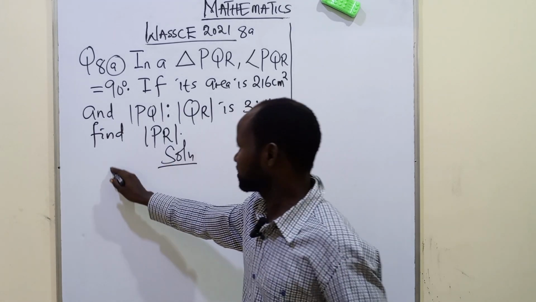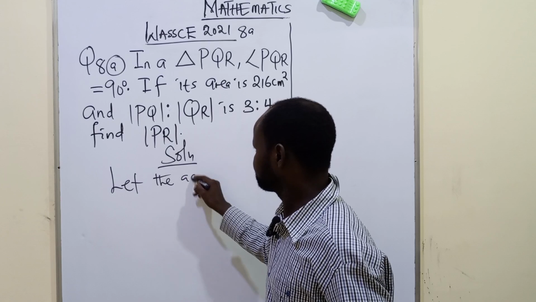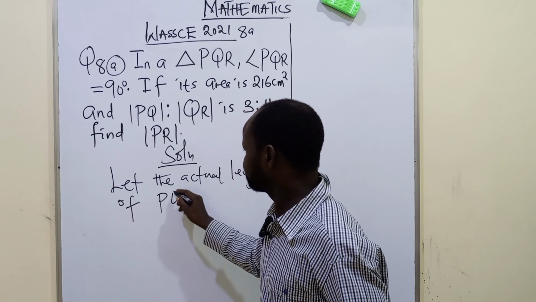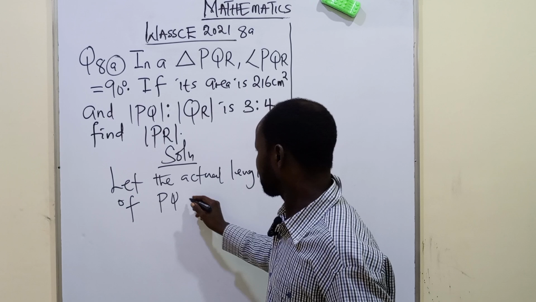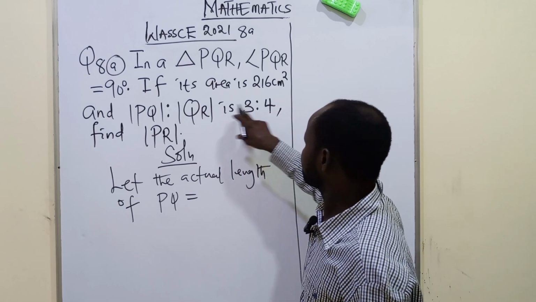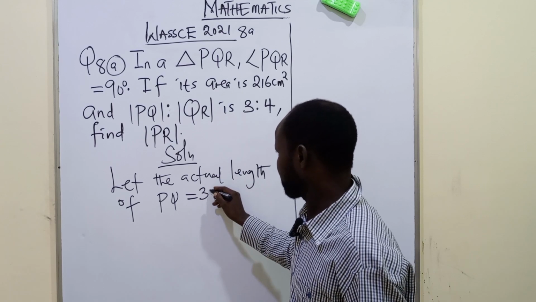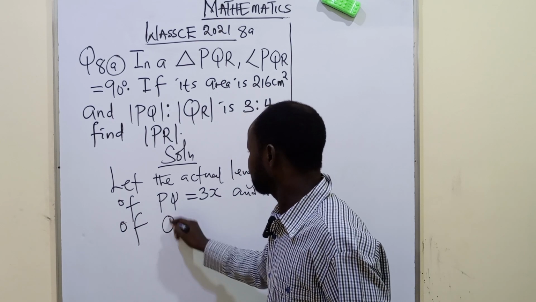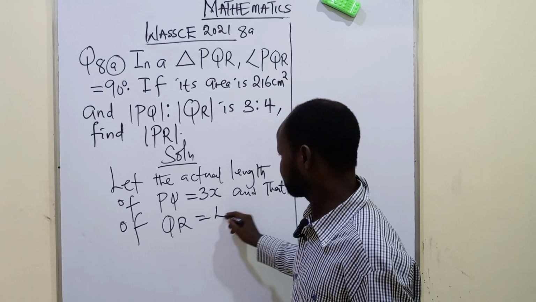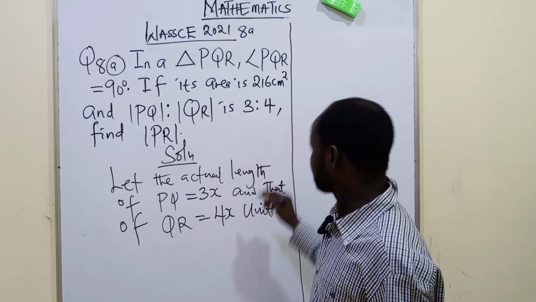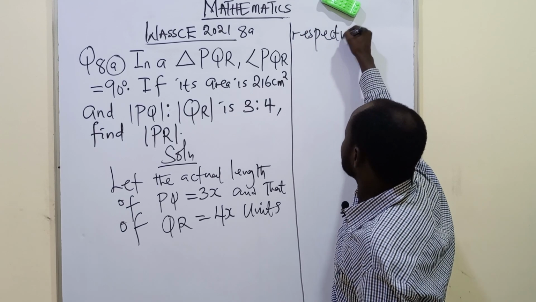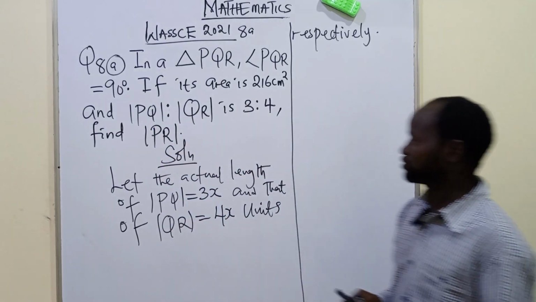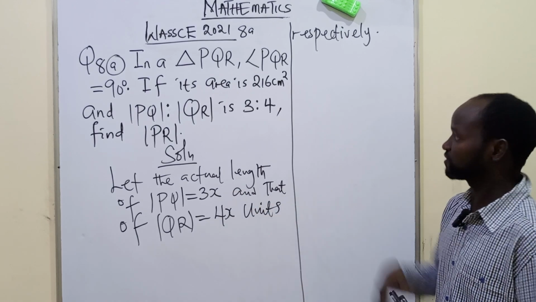Since we don't know the actual length, we can say, let the actual length of PQ be equal to, let's say, the ratio of PQ is 3, that would be 3x. And that of QR will be 4 times x units, respectively. So this will be the actual length of PQ and QR, respectively, 3x and 4x, since we don't know the length.